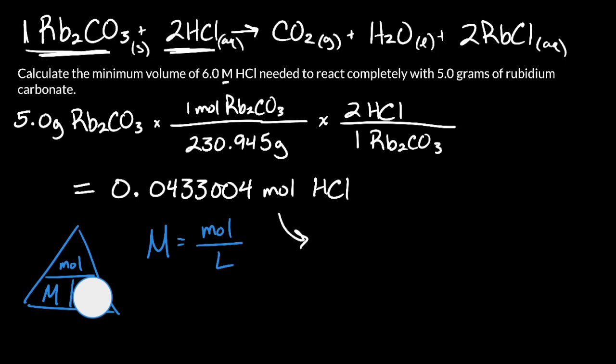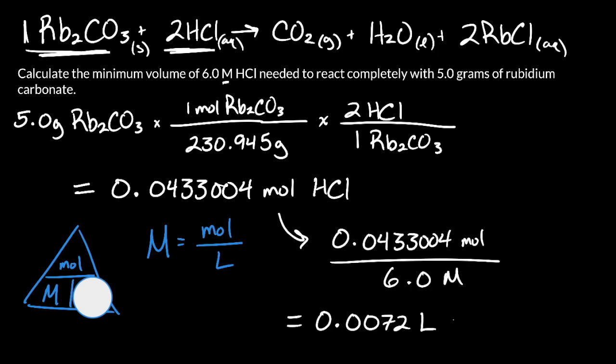All right, so there we go, 0.0072 liters. I went ahead and rounded for 2 sig figs. And then we could put that in milliliters to make it make a little bit more sense. All right, there we go. 7.2 milliliters would be the minimum volume that we need there.